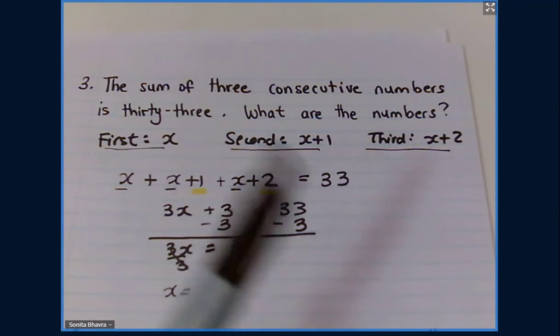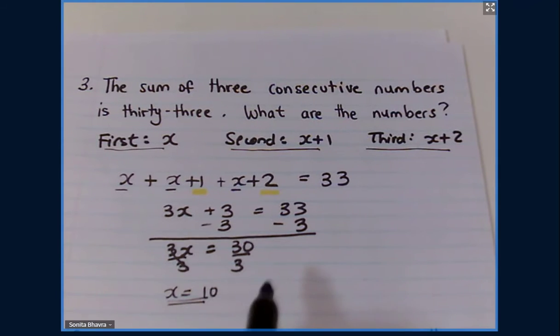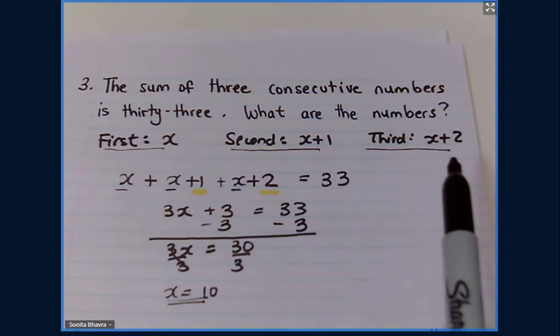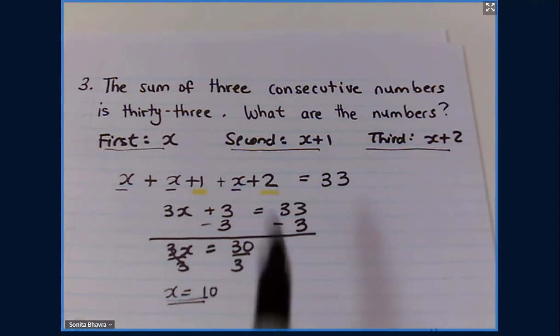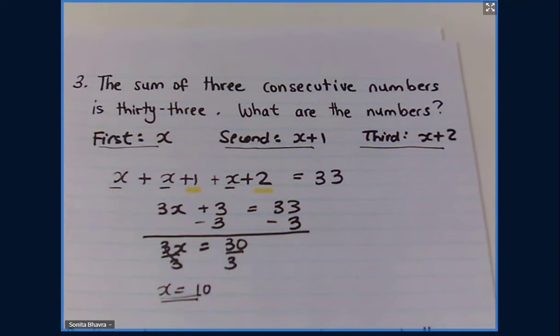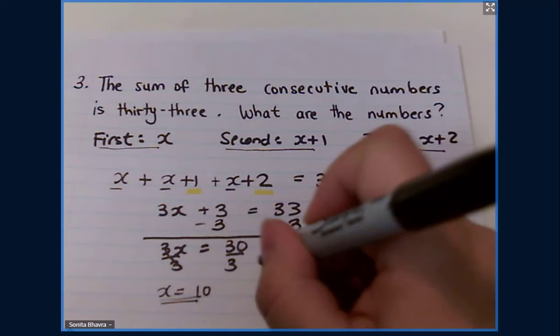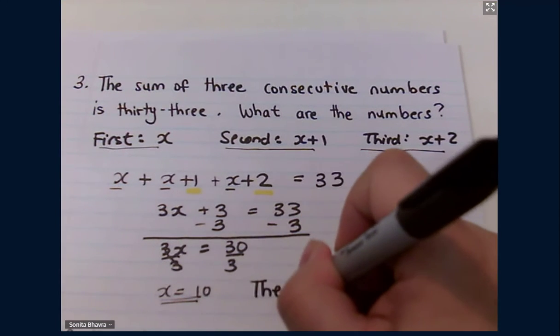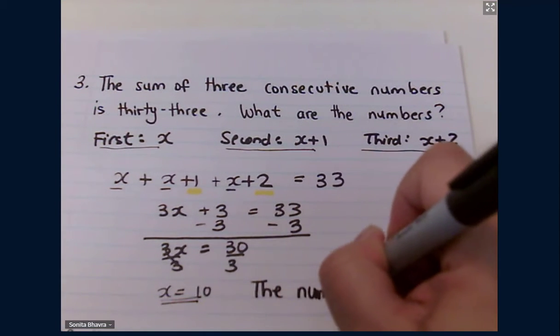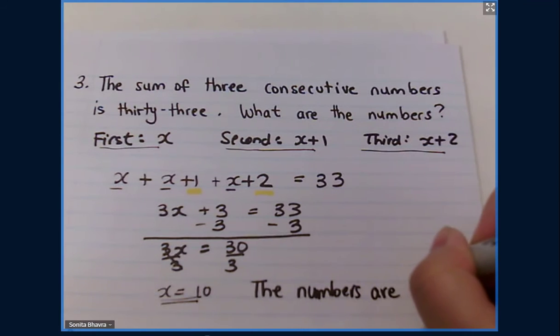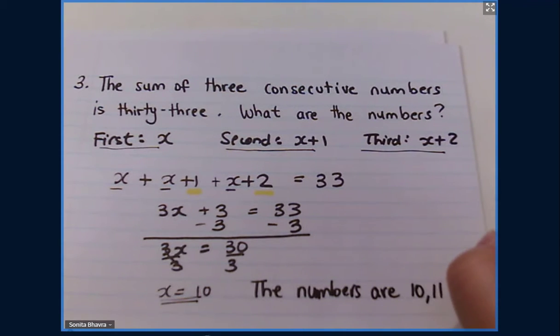Once you've solved, you always have to go back to the expressions we made here. So our first number is 10, our second number is 11, and our third is 12. I'm just going to write my final statement. The numbers are 10, 11, and 12.